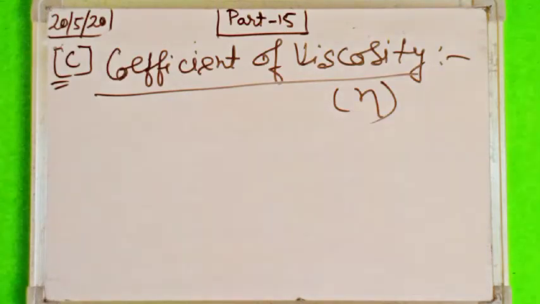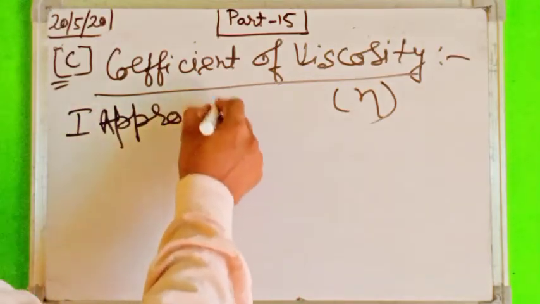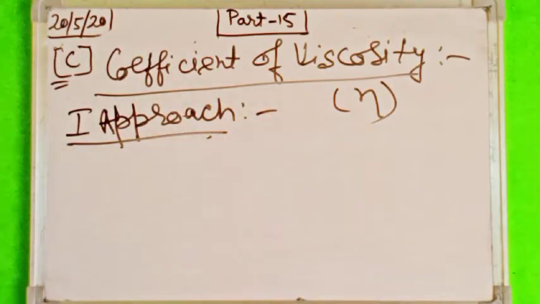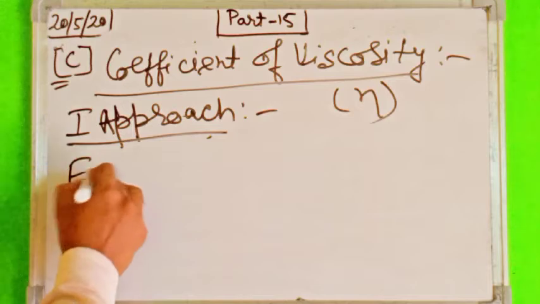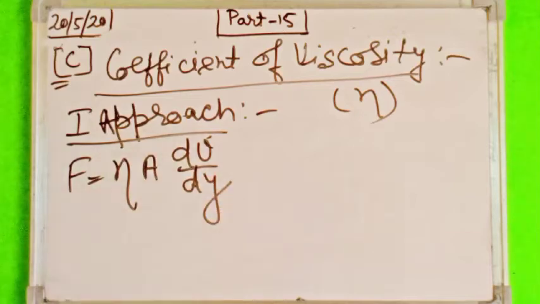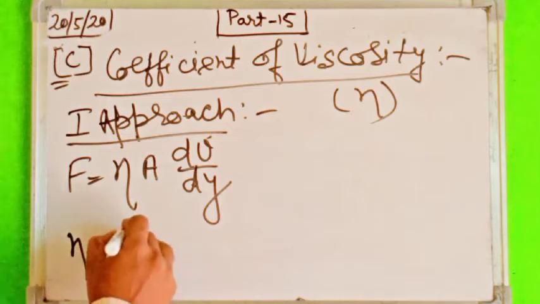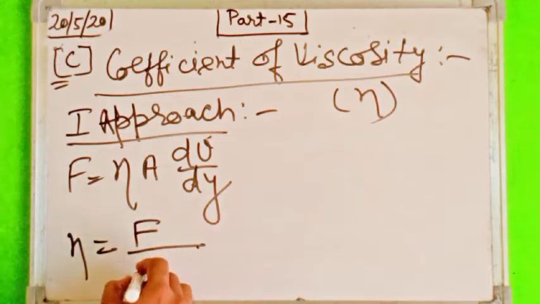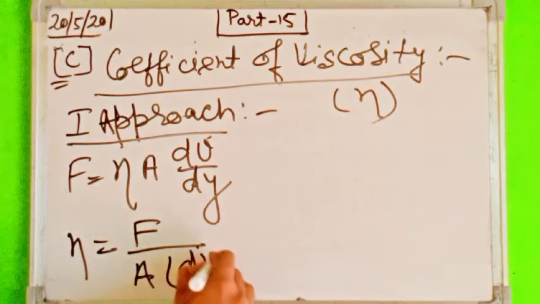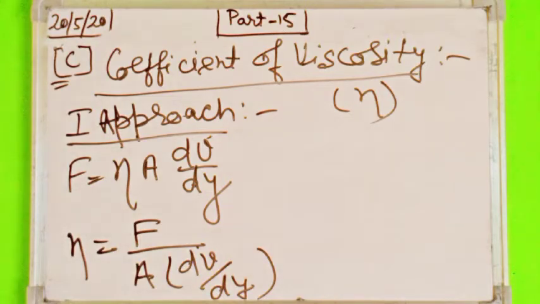So here also we are adopting three approaches to find it. The first approach is from Newton's law, F is equal to eta A dV upon dy. From here we can find the value of the coefficient of viscosity. So eta is equal to F upon A into dV upon dy, where dV upon dy is the rate of change of velocity with distance.